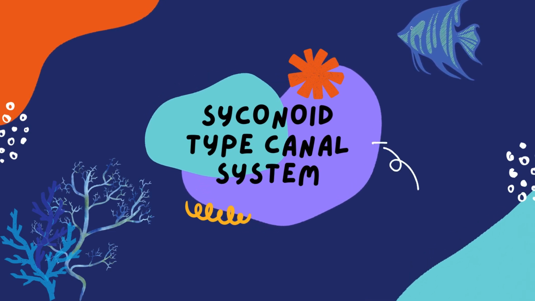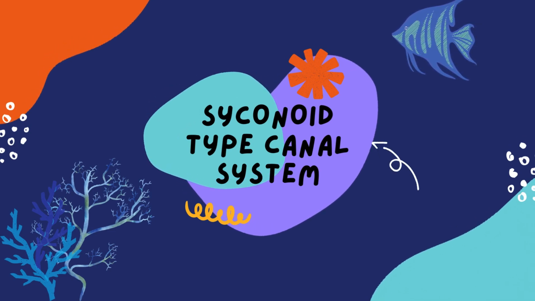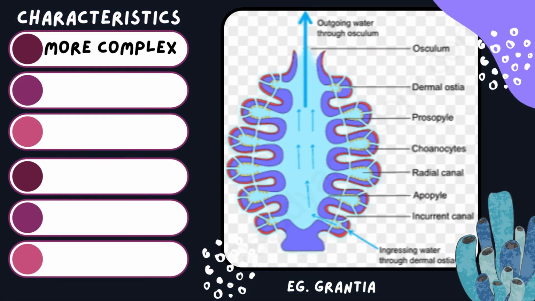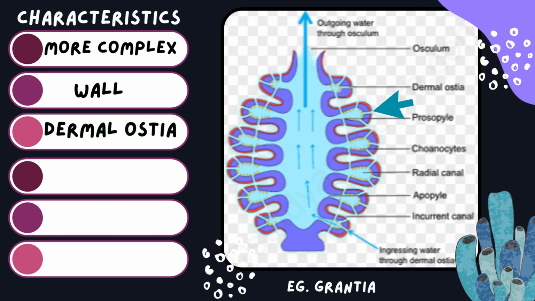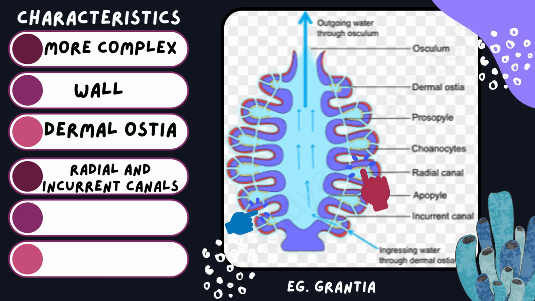It is more complex than the asconoid canal system and is found in a large number of vase-like and radially symmetrical sponges. It is characterized by, number first, wall. The wall is much thicker and folded due to thickening of the mesoglea, which may form cortex in certain areas. Number second, dermal ostia. These either open directly into the radial canals or through the incurrent canals, but never open directly into the spongocoel.